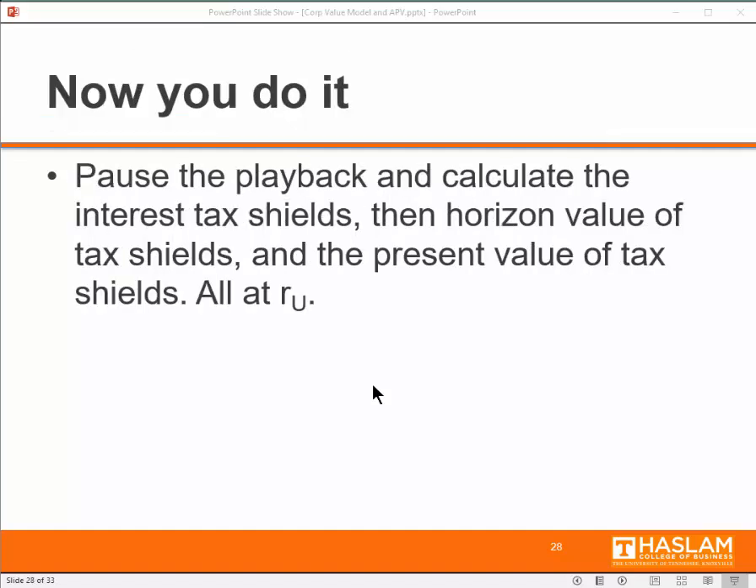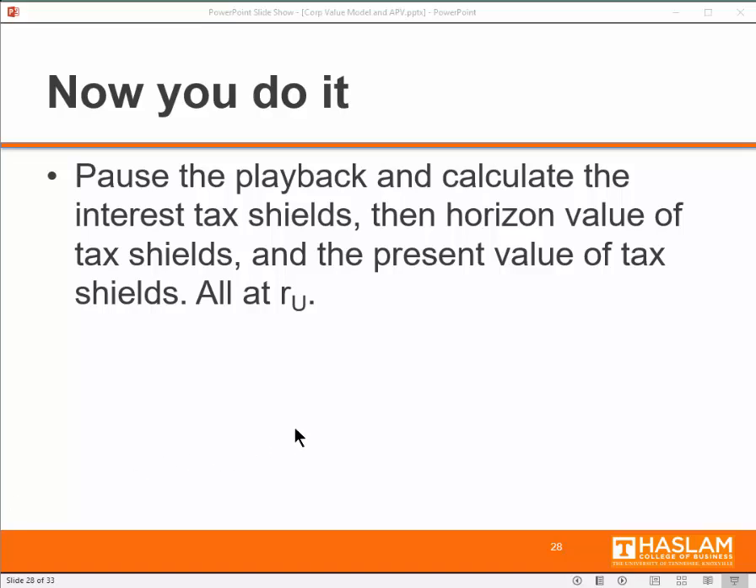So now I want you to do this for your company. Pause the playback and calculate the interest tax shields, and then the horizon value of those tax shields, and then the present value of all of them, all at your unlevered cost of equity.